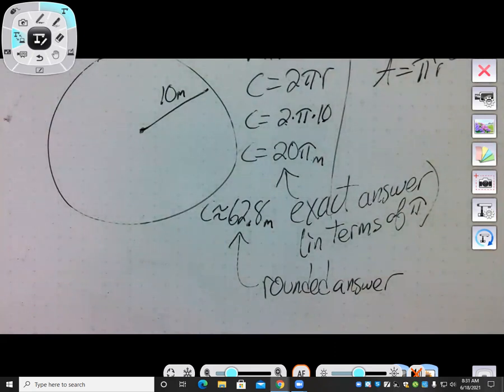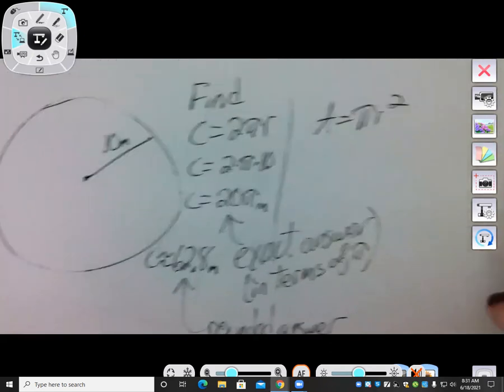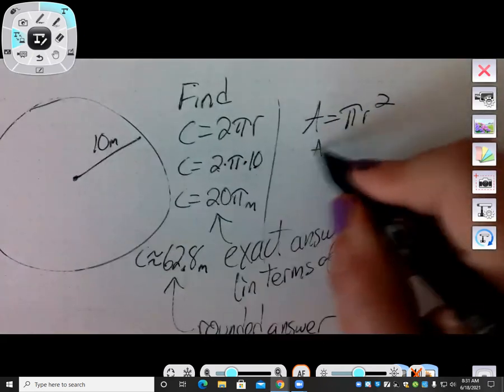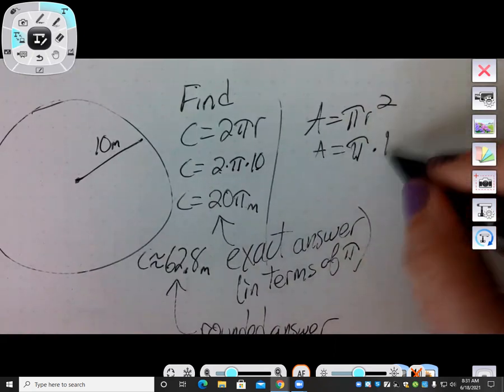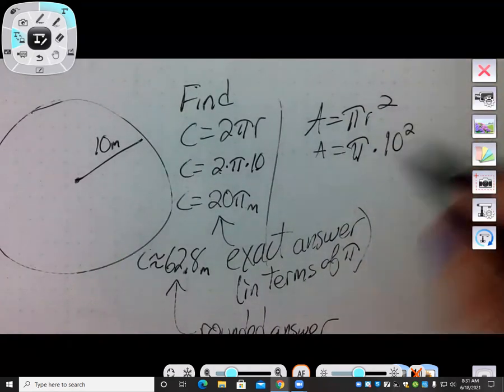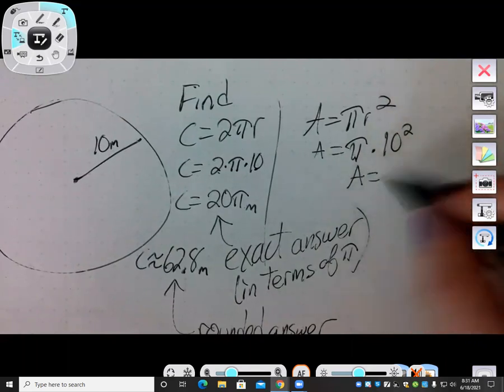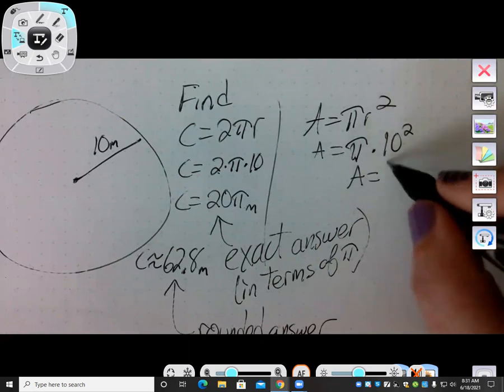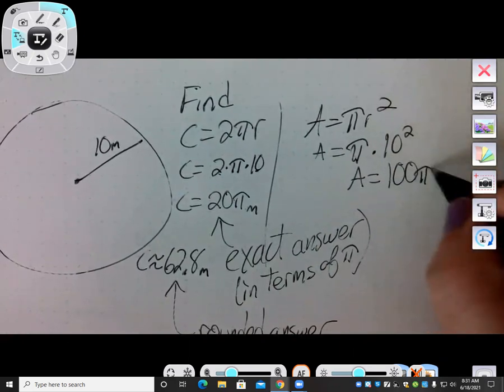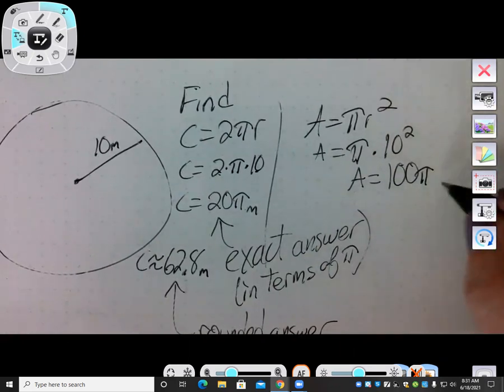circumference. Now, when I go to find area for the same thing, it's nice and easy. I have pi times, now it's the radius squared. So my radius is 10, but I'm going to square it. The same thing happens here. I have an exact answer. That would be 100 pi, right? Because 10 squared is 100. So 100 pi, and I'd have meters squared. There's my exact.